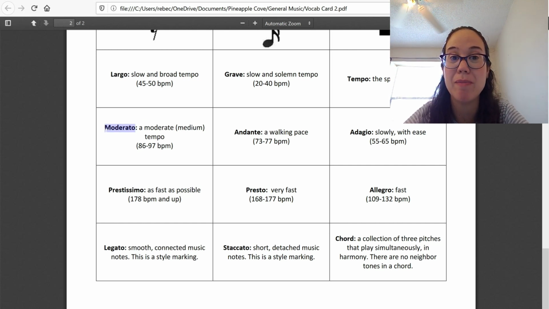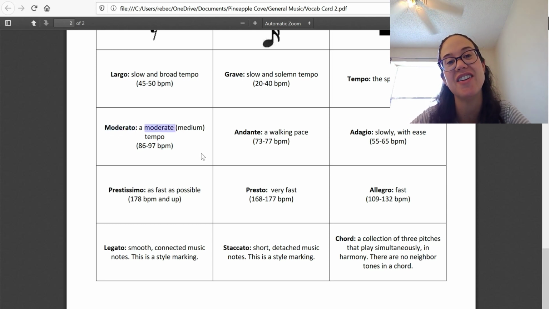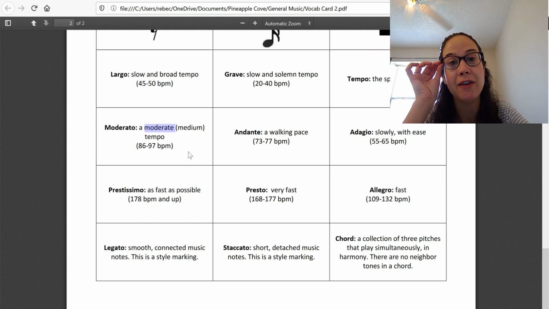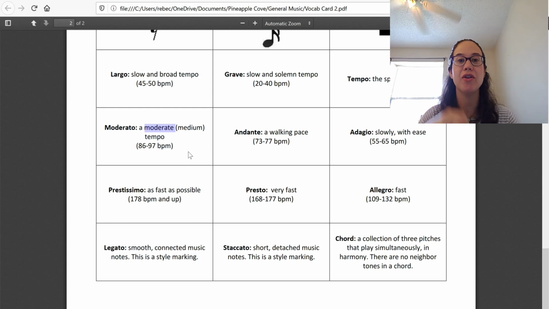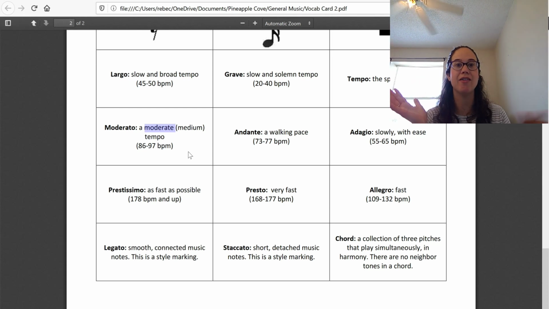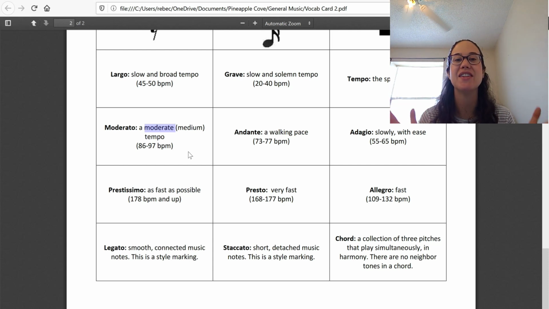Right here in the middle, moderato sounds like the word moderate. So if you have moderate temperature outside, it's not too hot, it's not too cold. If you politically are very moderate, you're not completely Democrat, you're not completely Republican, so you'd be right in the middle and agree with some things from both sides. So we know that to be moderate means to be medium, in the middle. So it's not too fast and it's not too slow.